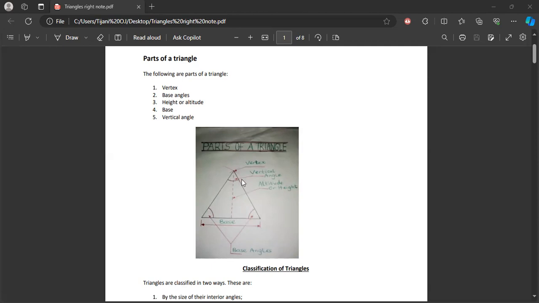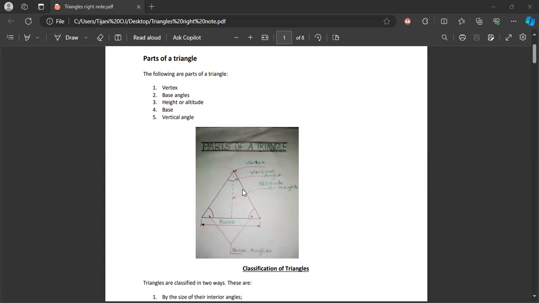Then we also have vertical angle. So this angle here is a vertical angle. And then we have the altitude or height. So this line drawn from this point on the vertex to the base is an altitude, or we call it height. The distance from this point to this point is the base of the triangle. And we have this angle and this angle as the base angles of this particular triangle. So those are the parts of the triangle.